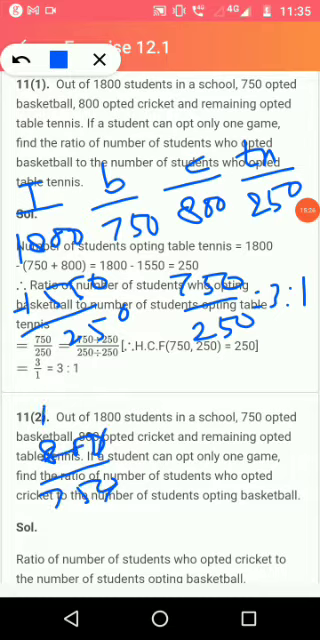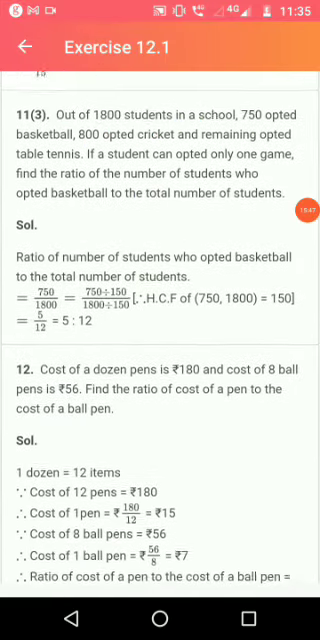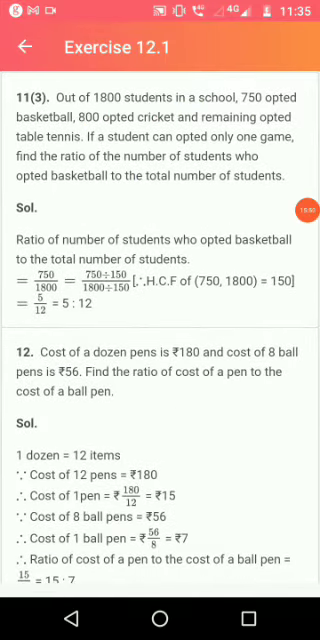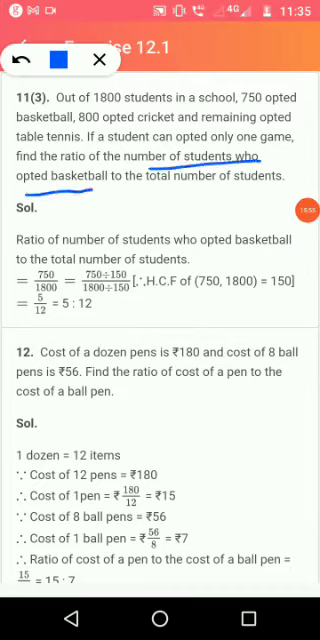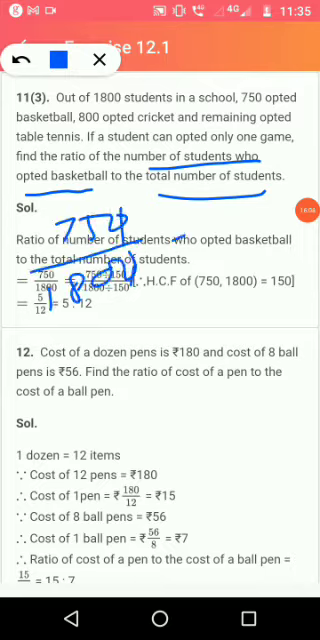1s are 5, 5 6s are 30. Here 5 3s are 15, so the ratio is 16:15. Okay. Next question. The same thing you have here, and you are asked to find the ratio of the number of students who opted for basketball to the total number of students. So basketball is 750 and total is 1800. So you cancel and you will get 5:12. So that is the answer.